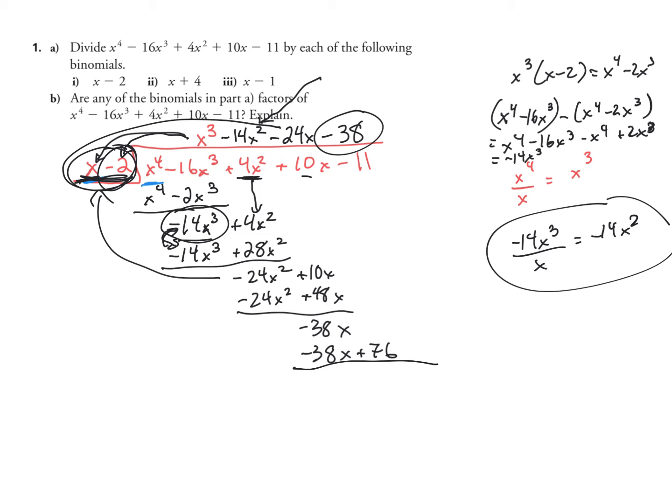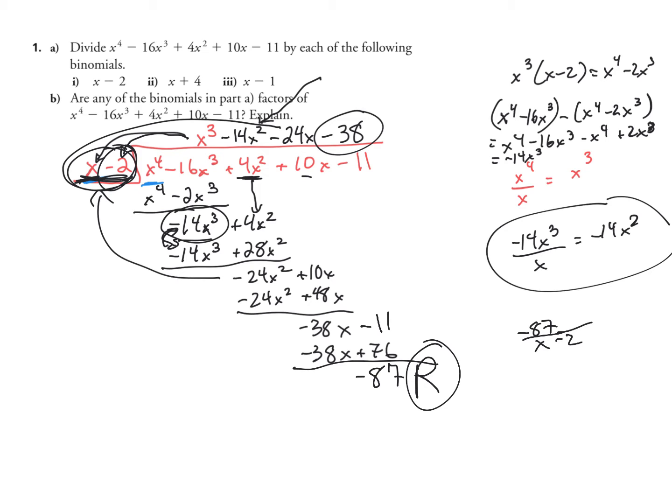You've got to do your subtraction. This is going to be 0. Let's get that negative 11 closer. Minus 11 minus 76 is minus 87. And that can't divide by x because there's no x in it. Right? Negative 87 over x. Really, it's divided by x minus 2. So this is your remainder.